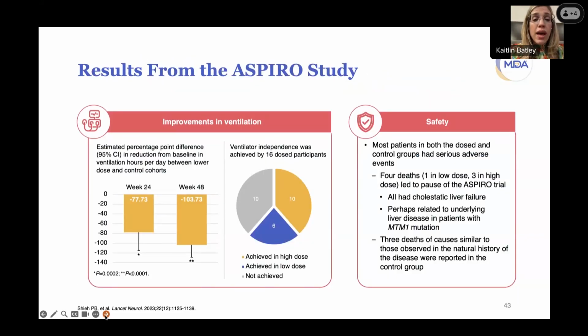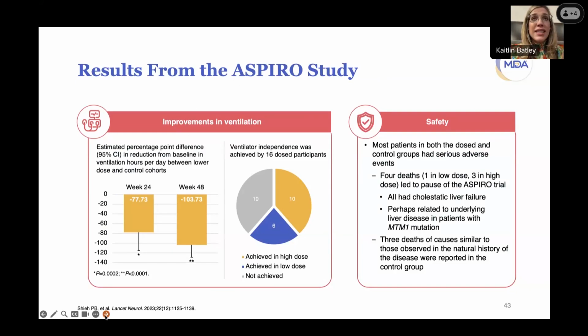Right. So in the results from this trial, we initially saw some really exciting benefits. Most of these patients did have a pretty significant reduction in the amount of hours that they were requiring ventilation during the day. And amazingly enough, quite a few of them were actually able to liberate from their ventilators and breathe on their own.